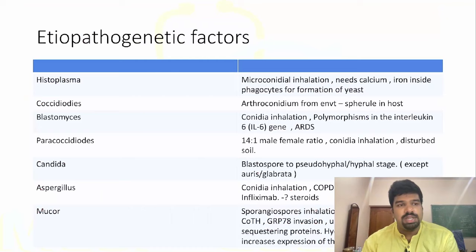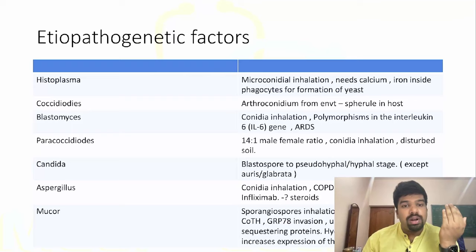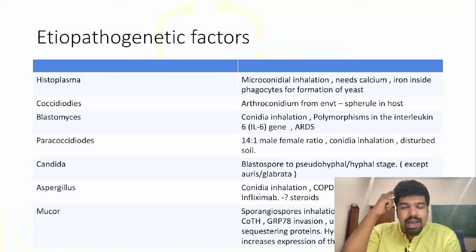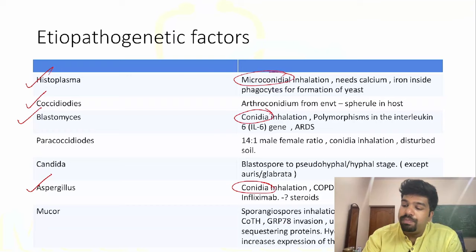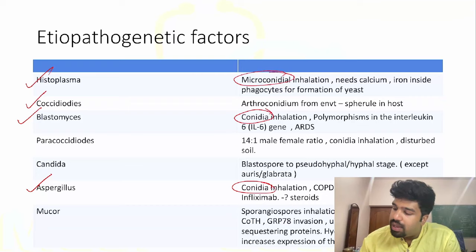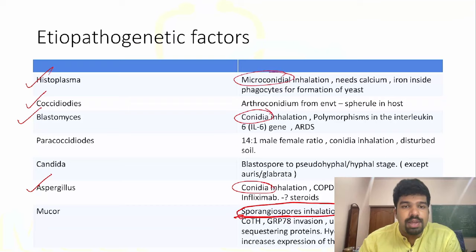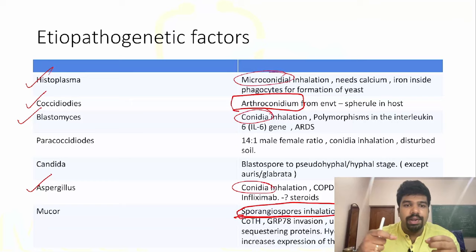Now, these are a few etiopathogenetic factors. I have already taught you the different spores: arthroconidia, conidium, blastospores, sporangiospores, and all of that. So now we're going to see which are which. I have told you that most of them are conidia. Histoplasma, coccidioides, blastomyces, aspergillus are all conidial forms. These are all microconidia in histoplasma. But please note the sporangiospore of mucor. Mucor gets inhaled in the form of sporangiospores. Whereas arthroconidium, the jointed ones become disjointed, are called arthrospores and are seen in coccidioides. These are all inhaled or inoculated.